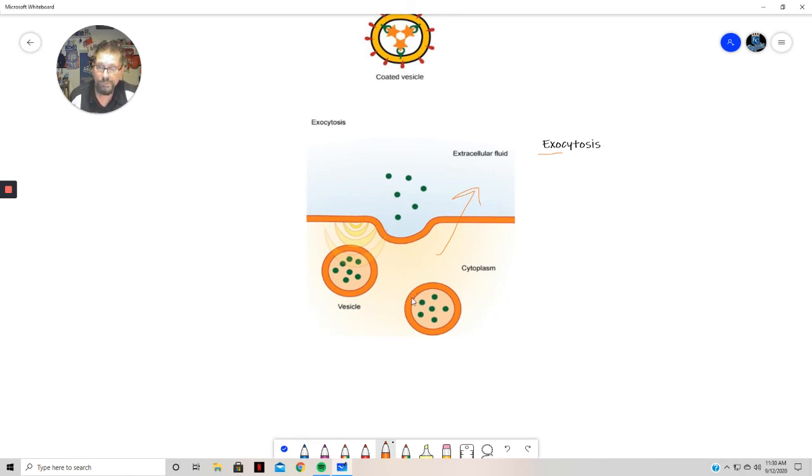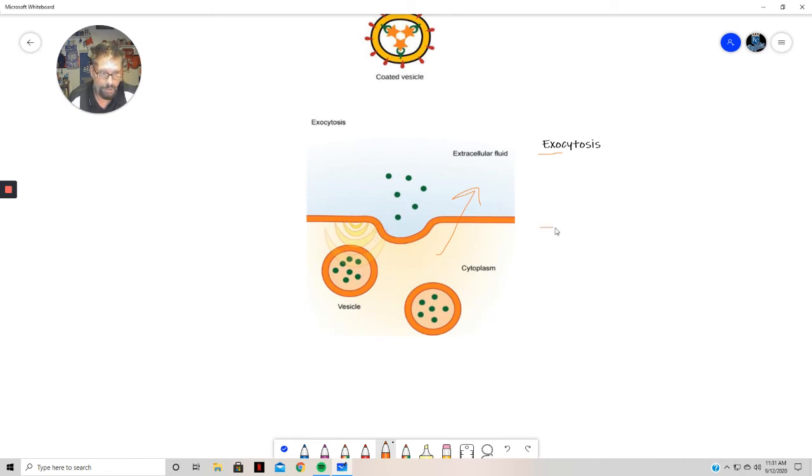Okay, but the process is the same. The vesicle approaches the membrane. The membrane separates, and this vesicle connects with it, and just simply releases the material. Now, the thing that they needed is one more picture here.